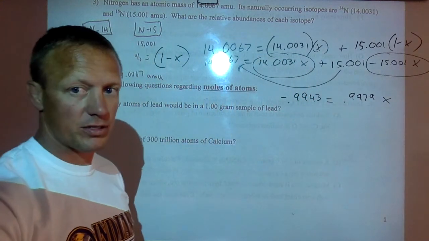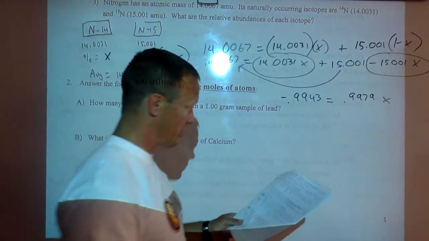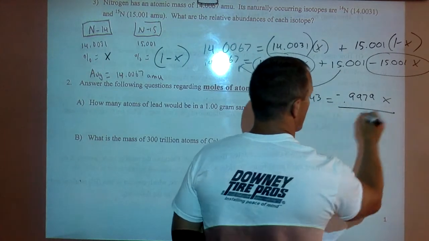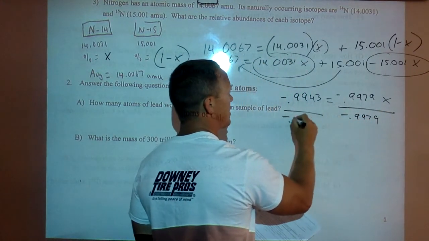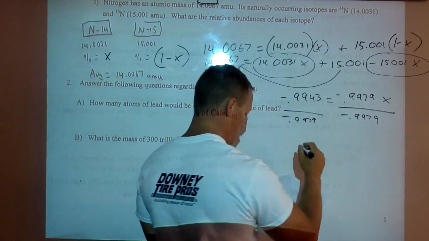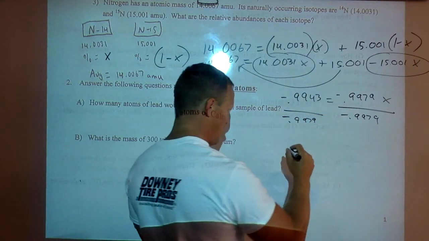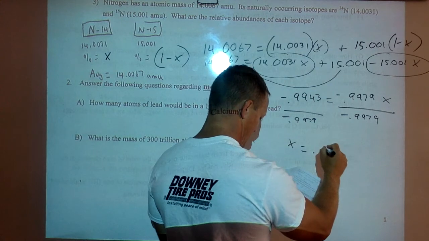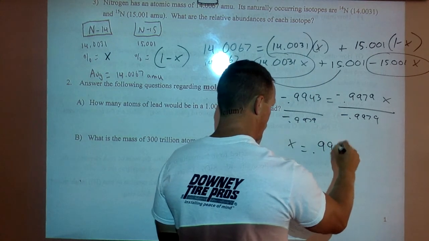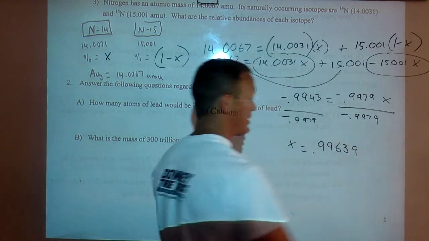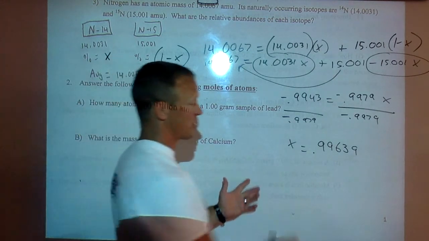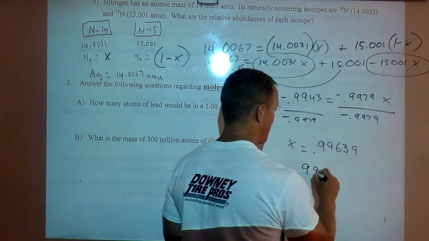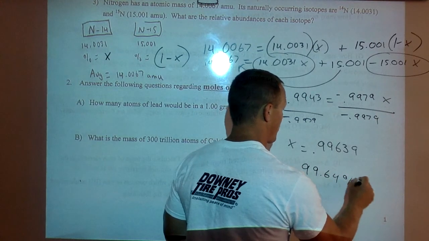That leaves several decimal places here. Divide by a negative 0.9979 to get x by itself. When I do that, I get x equals 0.99639. Now remember, that's our percent, so we're going to move the decimal over. It's 99, we'll say 0.64%.